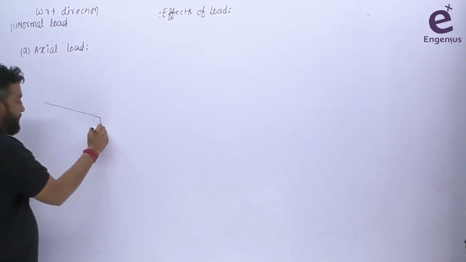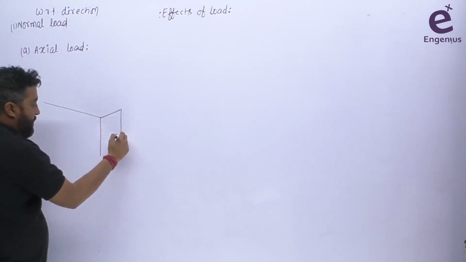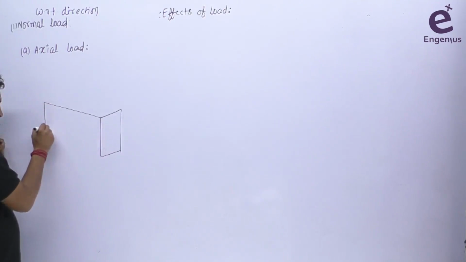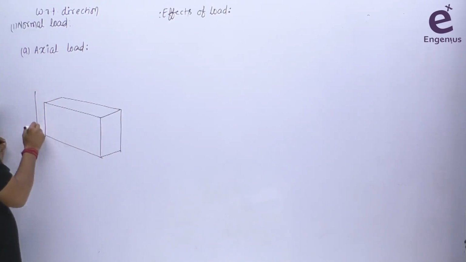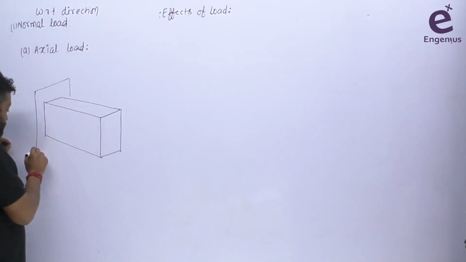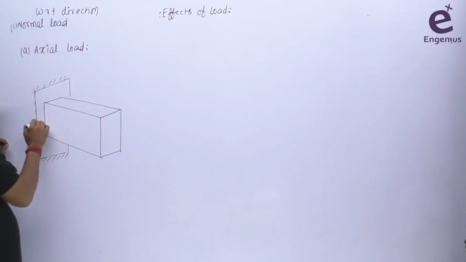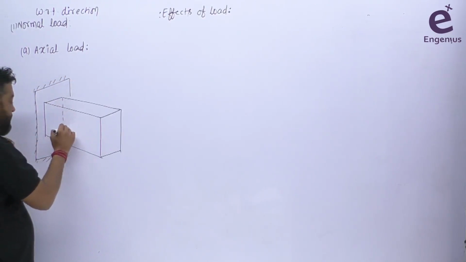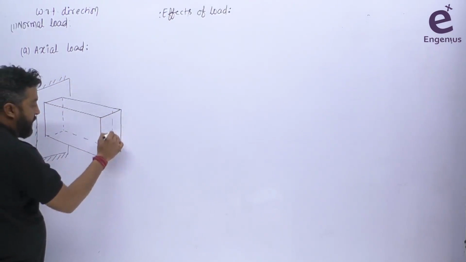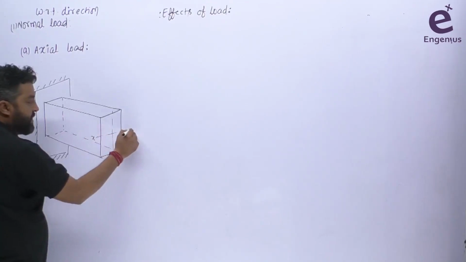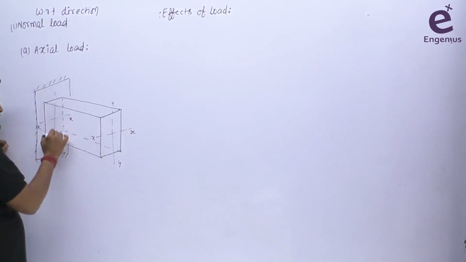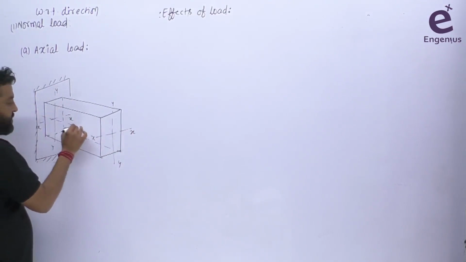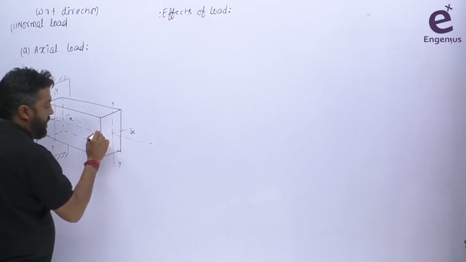So let's suppose this is our member here. It is better that you draw along with me. This will be beneficial for you. Let's suppose this member is completely constrained or restricted or fixed from one side. We can say this is the fixed end and this is the free end. Obviously this is our x-axis, this is our y-axis here. Similarly here, this is our x-axis, this is our y-axis, and this is our z-axis.